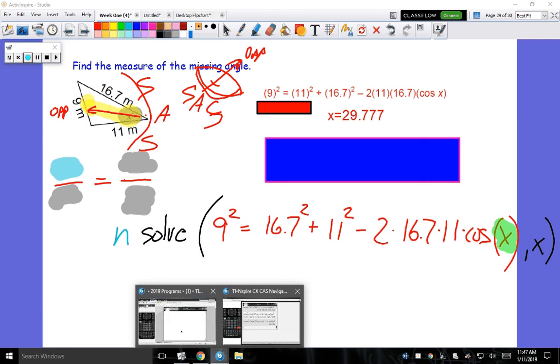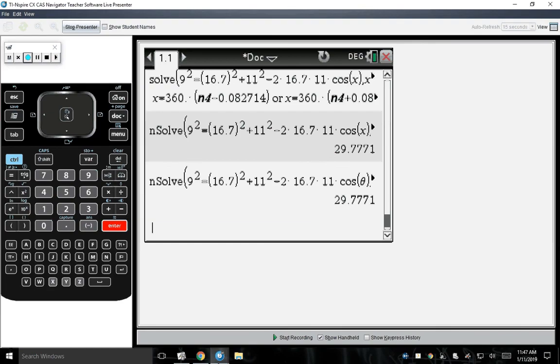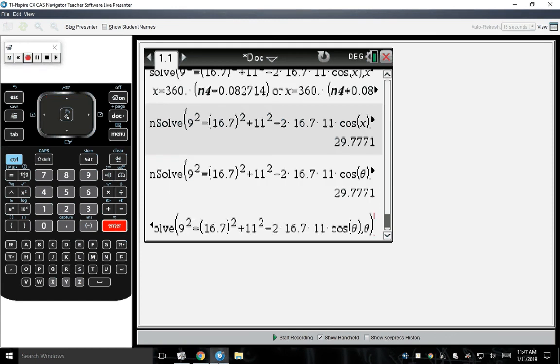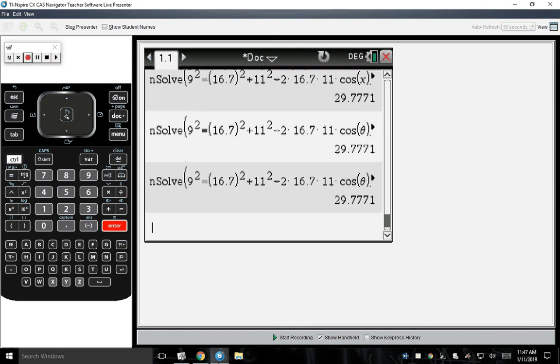If you can please help me out, we'll see what we get. Oh wait, someone might already have it. All right, nice. So over here, oh, Sydney. We are going to use Sydney's right now. She did put nSolve, put everything in there really nicely, and did comma theta there at the end. Control answer. That gets you 29.777. Any questions?